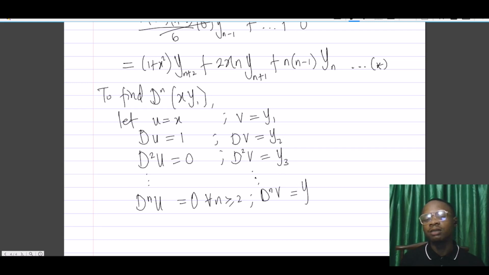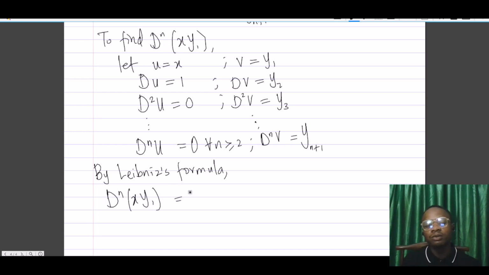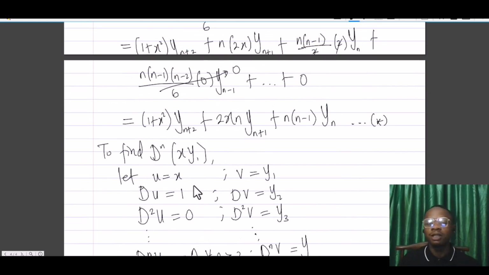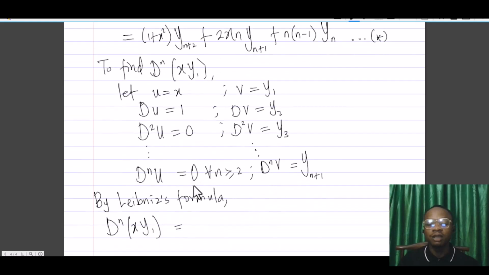And that means this is basically y into n plus 1. All right, so we have all the things we need for that. So again, to proceed, we apply Leibniz formula. So by the Leibniz formula, our dn of xy1 will be equal to, so we use those terms again, we already expanded up there, so we just invite them here.